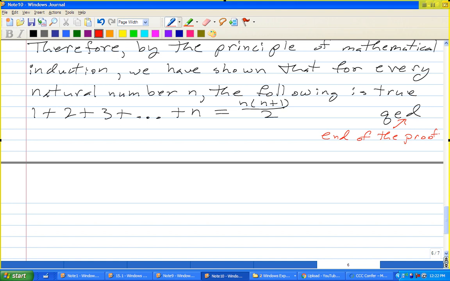So we usually write QED just so that we know that we're done with what we've stated. We're done with what we wanted to prove. Okay.